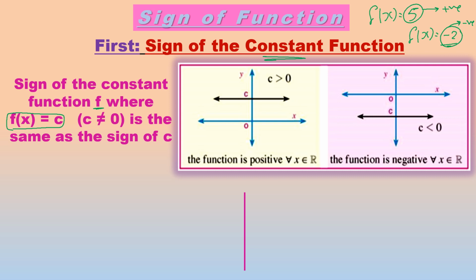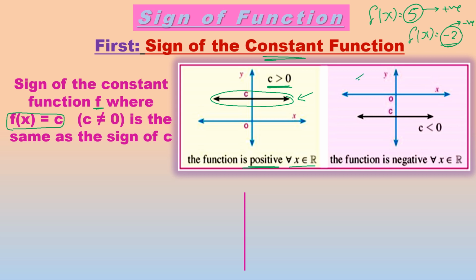The constant function is represented by a straight line parallel to the x-axis, as we see in this representation. It is represented by a straight line parallel to what? Parallel to the x-axis, as you see. If the line is above the x-axis, that means that c, the constant value, is greater than 0. So the function is positive for every x belonging to R, x which belongs to the part above the x-axis.